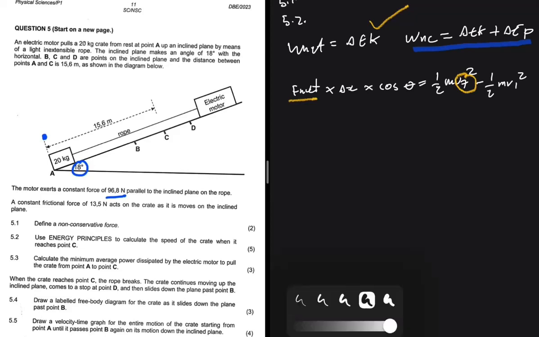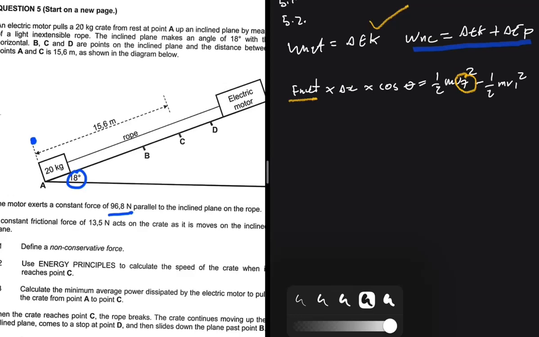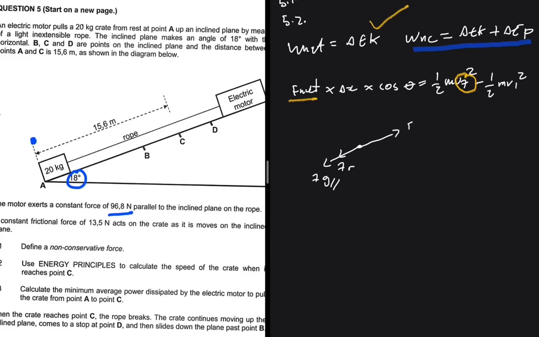So how can we find F net? Let's draw a free body diagram of the 20 kg block as it moves up the incline. We have FG parallel, which is pushing the object down the incline. We have the frictional force, and the force applied by the electric motor. We have the normal force, obviously, and we have the weight perpendicular. The normal force and the weight perpendicular are not going to do any work on the object.